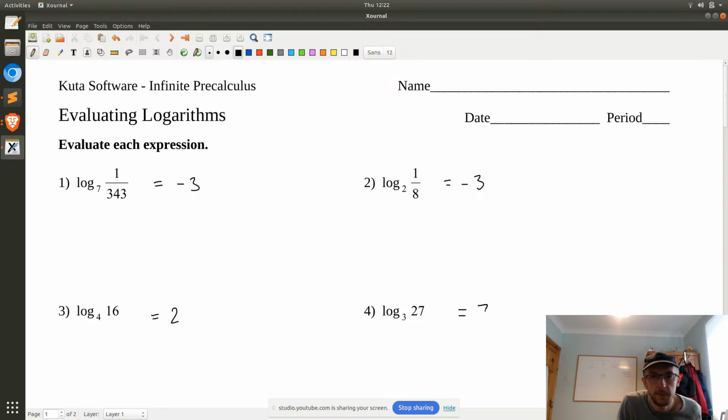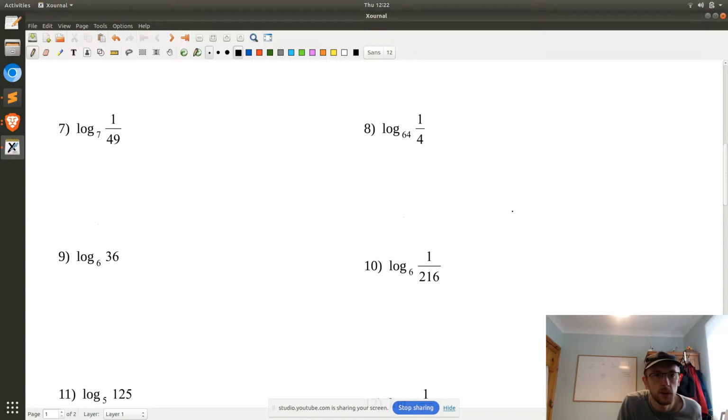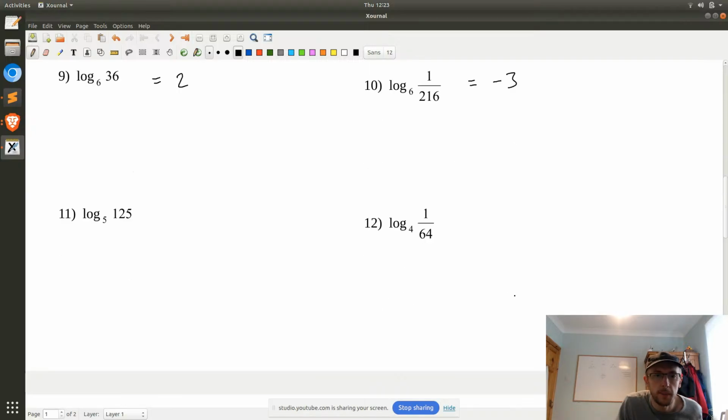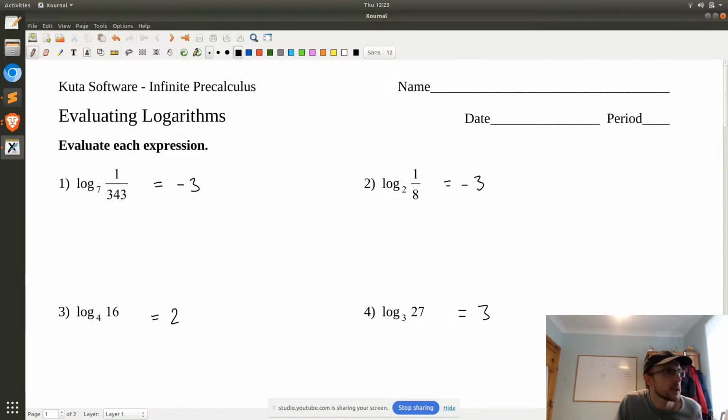2, 3, 2, 2, negative 2. And negative a third. 2, negative 3. 3, negative 3. And we check.